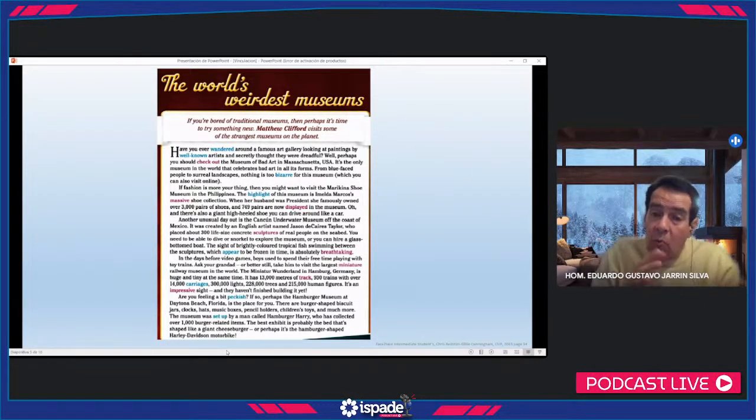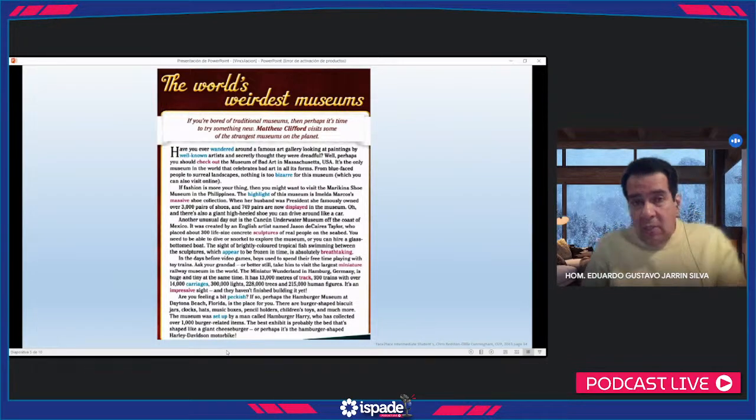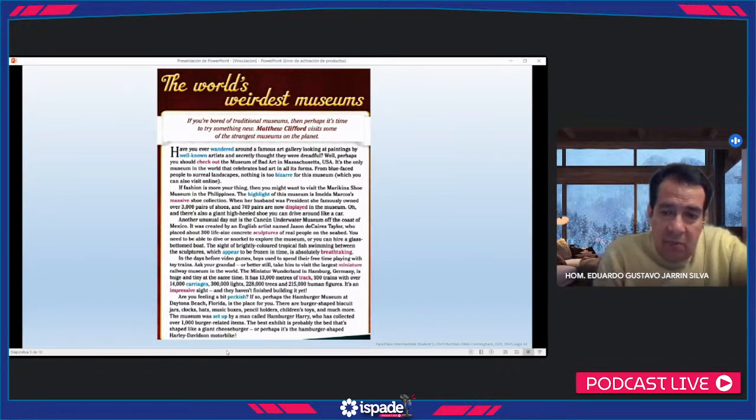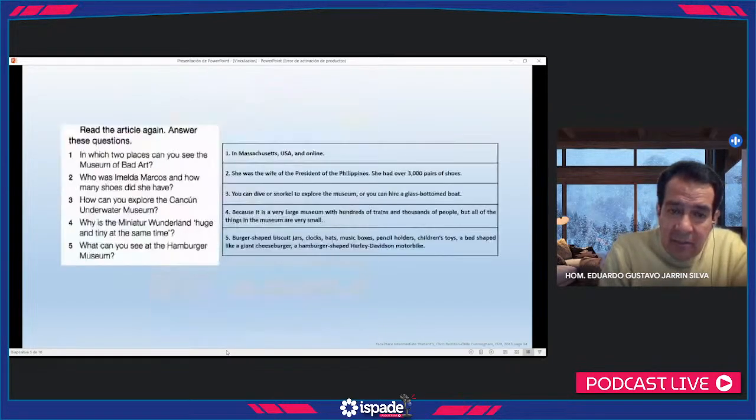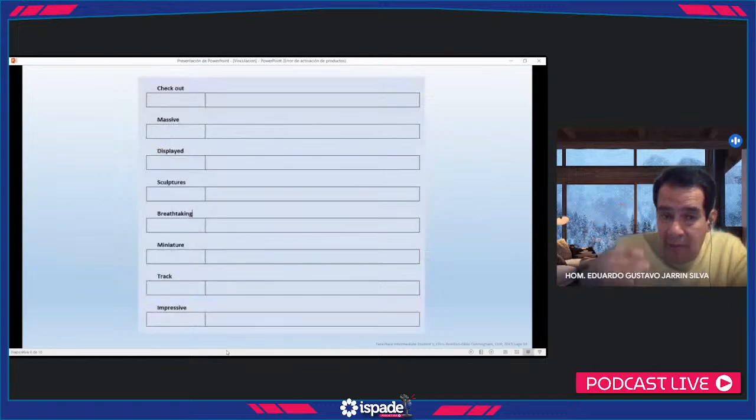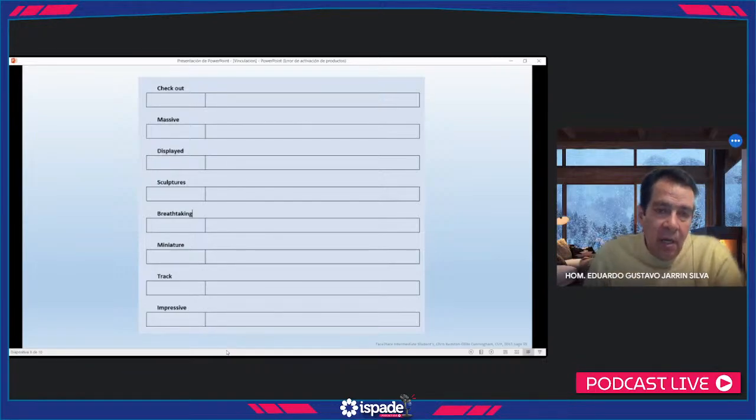So they are going to work with this, and you can make them work in pairs because always collaborative work gets the best out of them. So you can make them work together and they're going to come out with the answers. And then you have massive, you have displayed, sculptures, breathtaking, etc. As I was telling you before, this is the idea. So if you have them, you can make them work in pairs, and then you monitor the work they are doing, right? To make sure they get the right answers. If they don't get the right answers, you just give them hints, okay, to help them.